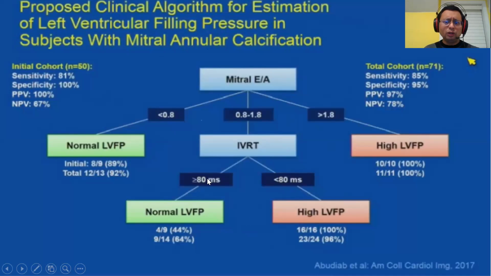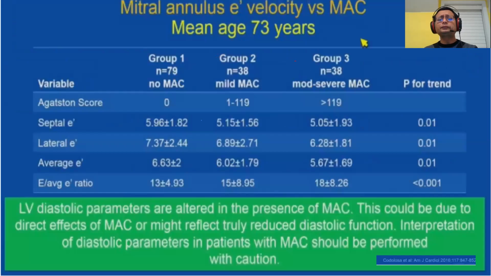This is for mitral annular calcification. I just wanted to show you, not for you to remember, just so that you are aware that there is research done in this area. Okay. So this is a mitral annulus E prime velocity versus MAC. So in MAC, the E prime is lower and the E over E prime will be artificially higher, right?